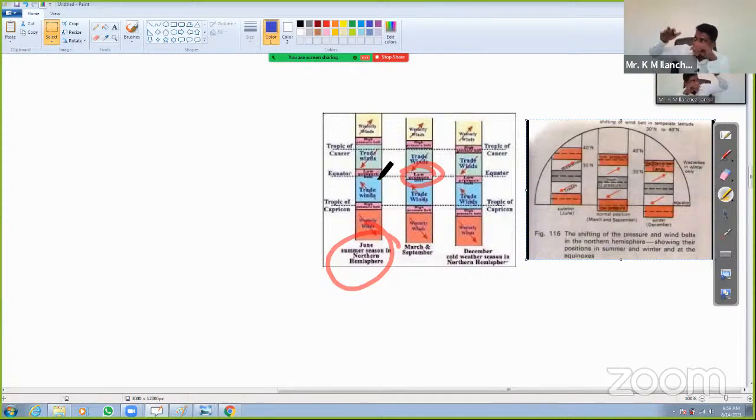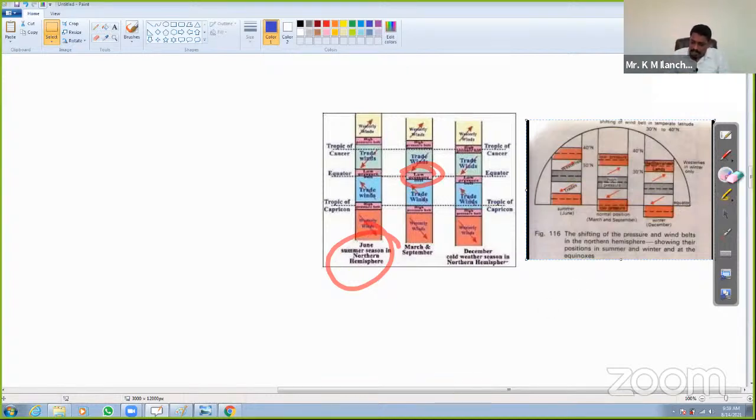So when the sun's rays are oscillating between the Tropic of Cancer and Capricorn, this equatorial low will also oscillate along with it, but not to the same degree. The shift north and south will be there, but not to that degree. That's what I'm saying. The general shift of the ITCZ between seasons will vary anywhere between 5 to 10 degrees. Am I right? So this much I have an understanding, my friend.